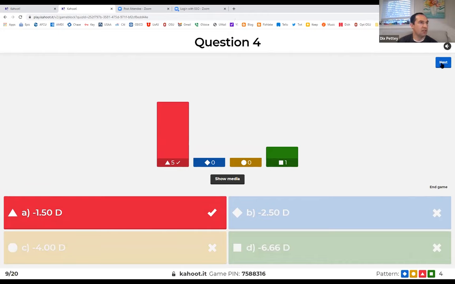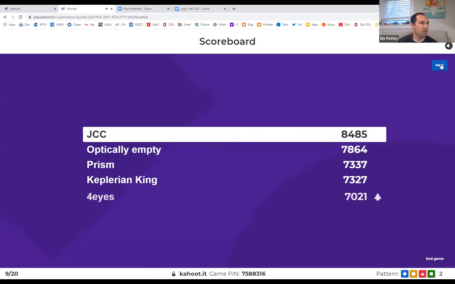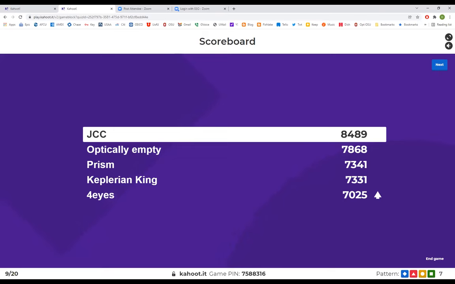All right. Four Eyes is making a move. Who's Four Eyes? I am. Yes. God, I worked so hard. So Ariana, can you tell us how you got that answer? Yeah, the patient's regular far point told us that they have normally -2.